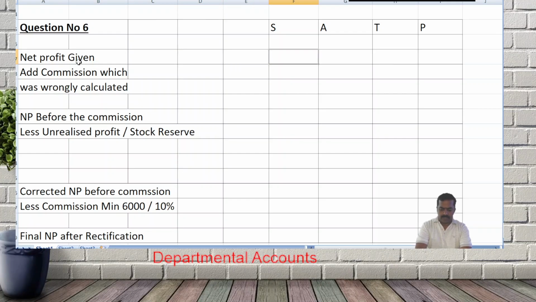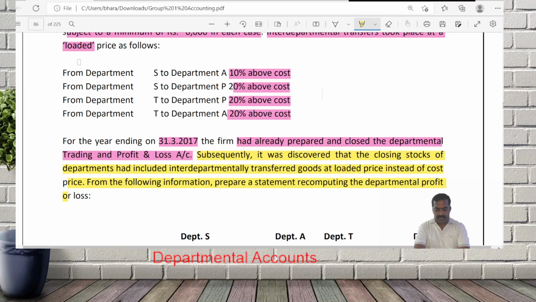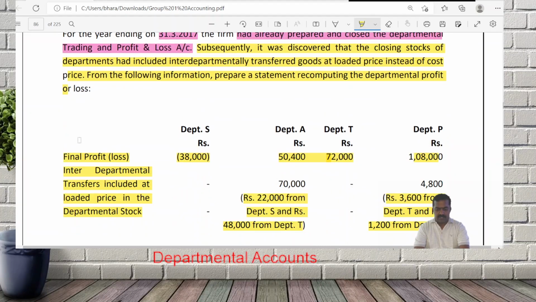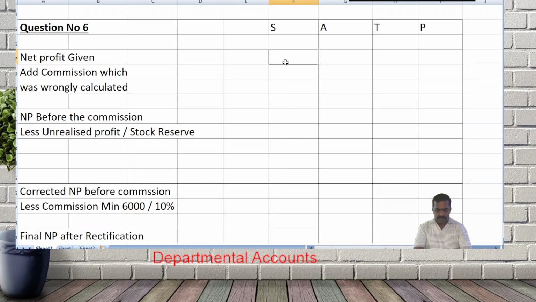First S, what have we got? Profit or loss? No, net profit. For S, look, loss of 38,000. Then A, 50,400. Then T, 72,000. Then P, 1 lakh 8,000.